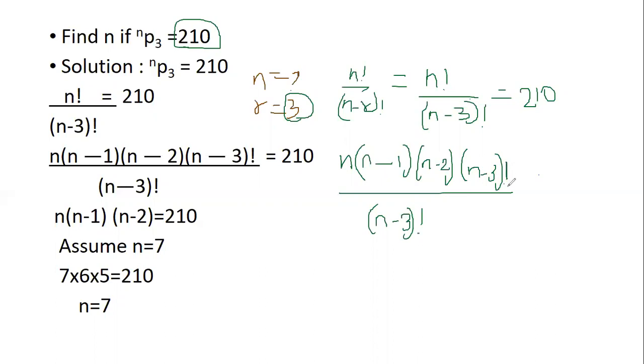But don't forget to put the factorial, because after n minus 3 you will have n minus 4, n minus 5 and so on. It just goes on and on. So instead of writing so many numbers, I have stopped it at (n minus 3) factorial. Did you all understand this step?